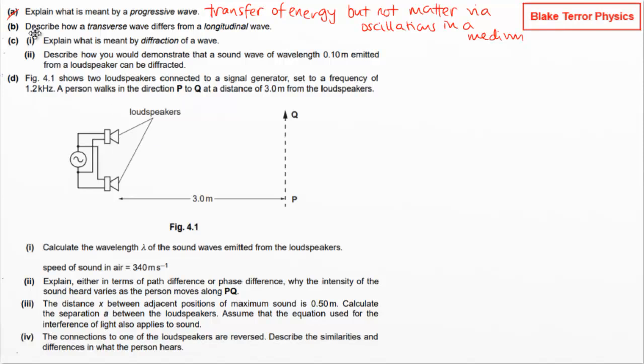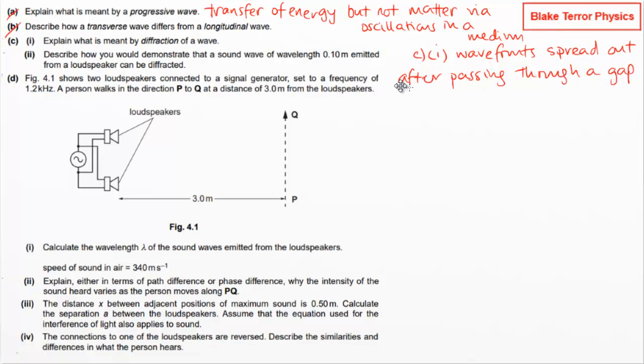Part C, explain what is meant by diffraction of a wave. So this is where we've got the wave. Well, you can either talk about a wave or wave fronts. It doesn't really matter too much which one you go for. But let's say the wave fronts spread out after passing through a gap or around an obstacle. So I'll just write out the gap bit there because that'll be enough anyway, but you can always put in the around an obstacle bit. That's another way that things can diffract. So another good definition there.